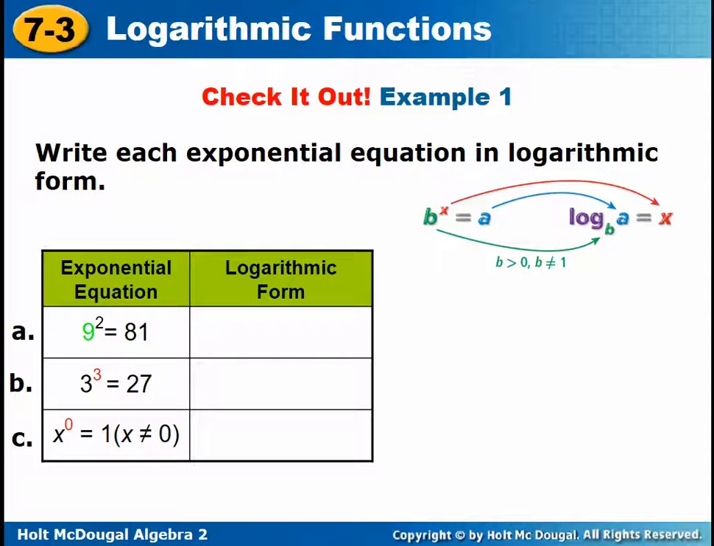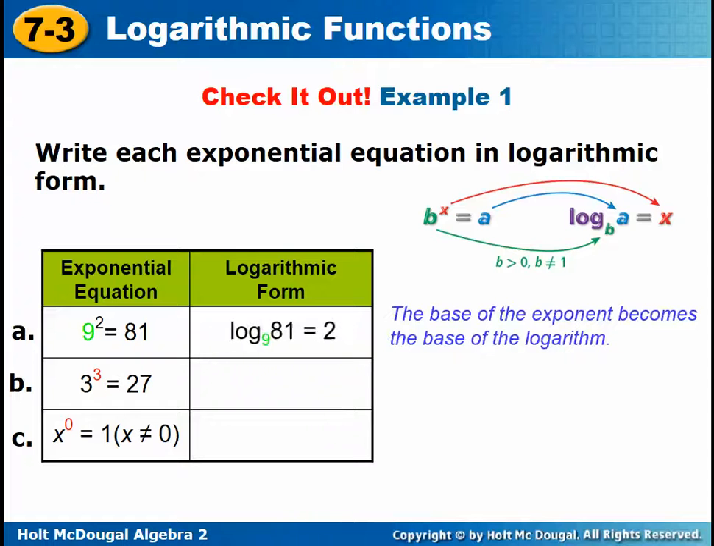For this slide, I want you to pause the video, try these problems on your own paper, and then check and see if you were correctly able to write them in logarithmic form. Okay, so let's check your answers. The first one you should have written as log base 9 of 81 is equal to 2.